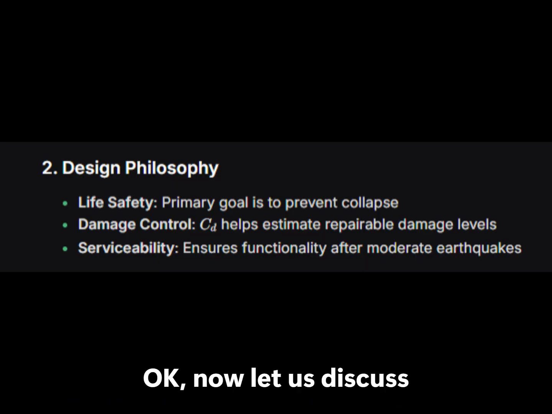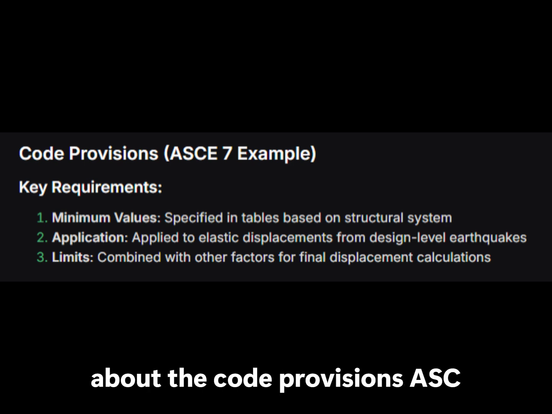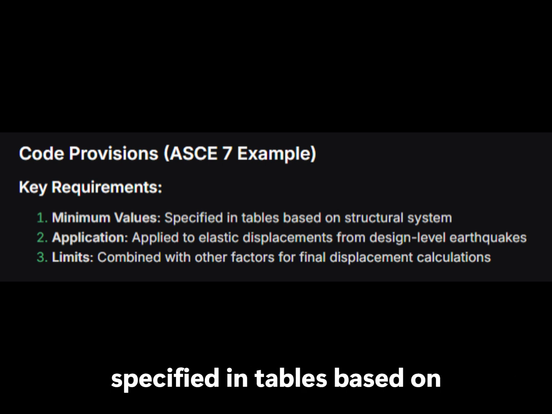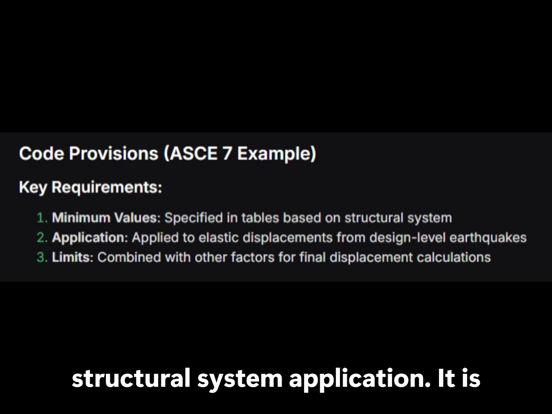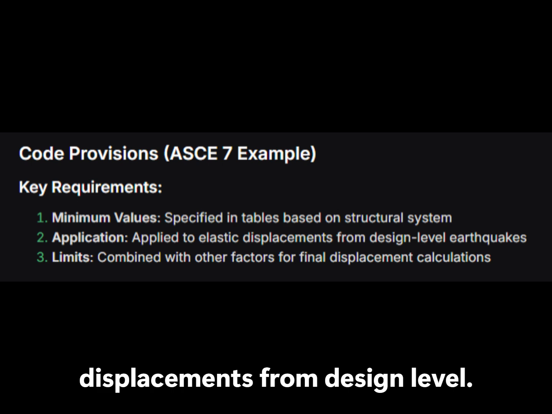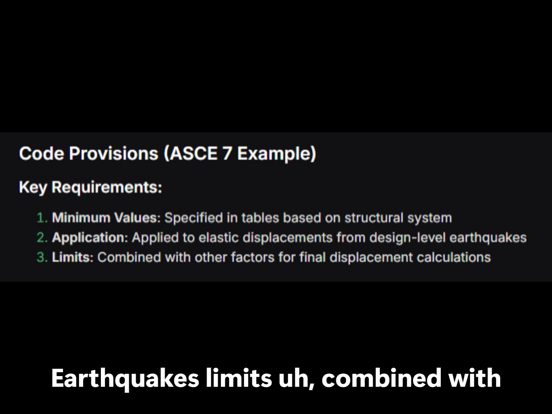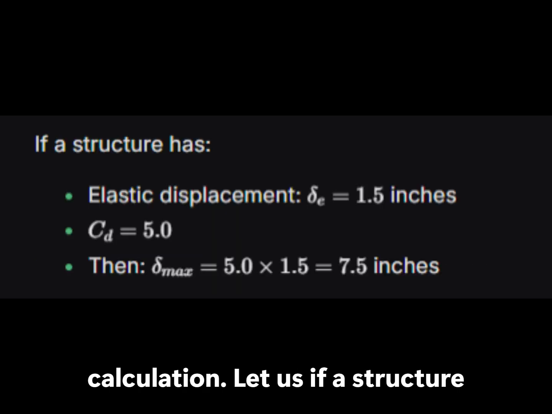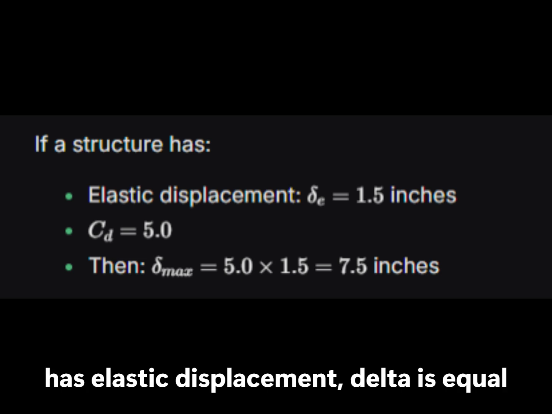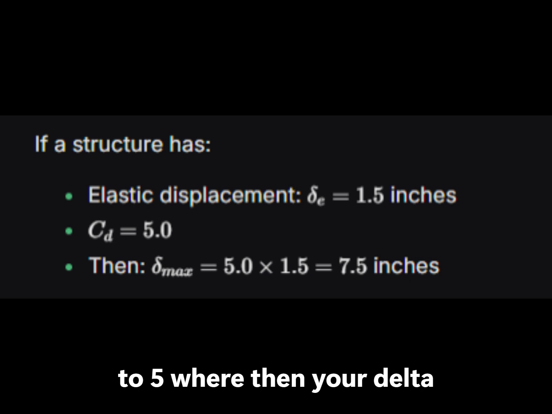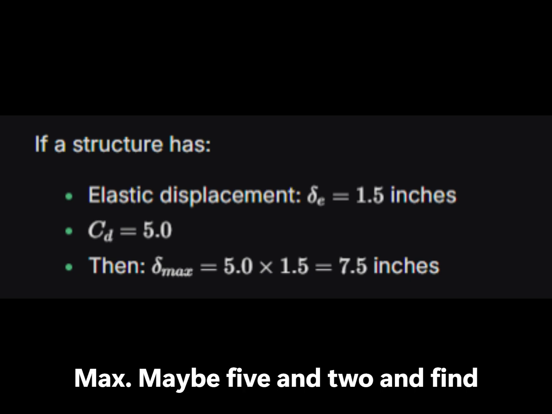Now let us discuss the code provisions. In ASCE 7, for example, minimum values are specified in tables based on structural system and application. It is applied to elastic displacements from design level earthquakes, and limits are combined with other factors for final displacement calculations. Now let us have one calculation. If a structure has elastic displacement delta E equal to 1.5 and CD equal to 5, then your delta max shall be 5 into 1.5, which is 7.5 inches.